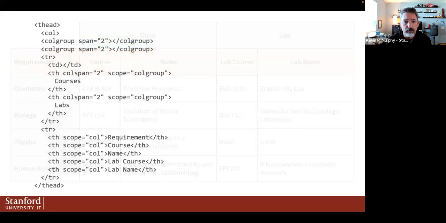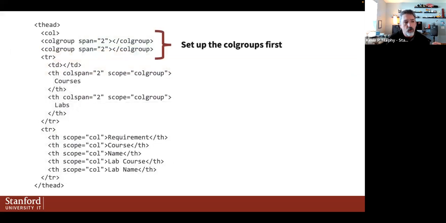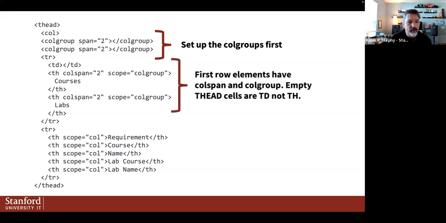How do we do this? Well, let's take a look at the T head section again. This is a little different in that the first thing we do is we define those columns. And so we set up the columns first. This is outside of the row, notice. Then the next thing we do is we define those spanning THs. And they, instead of having a scope of column, have a scope of col group.